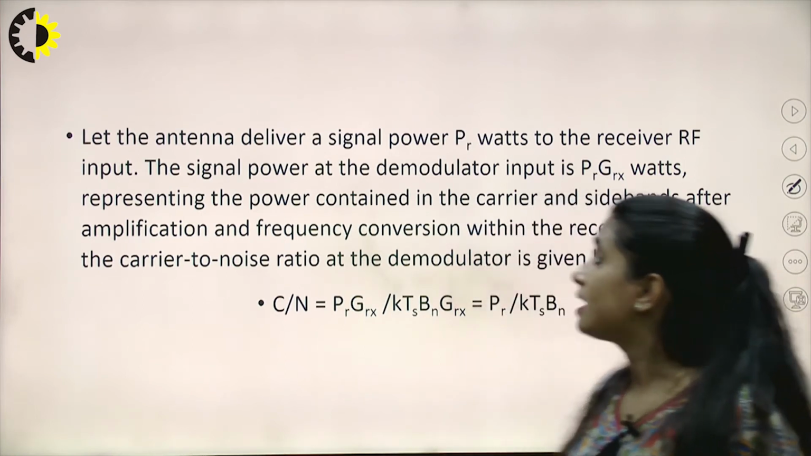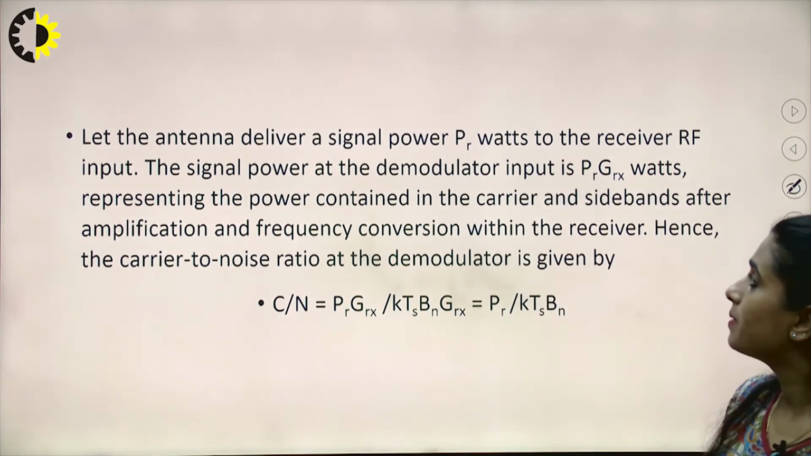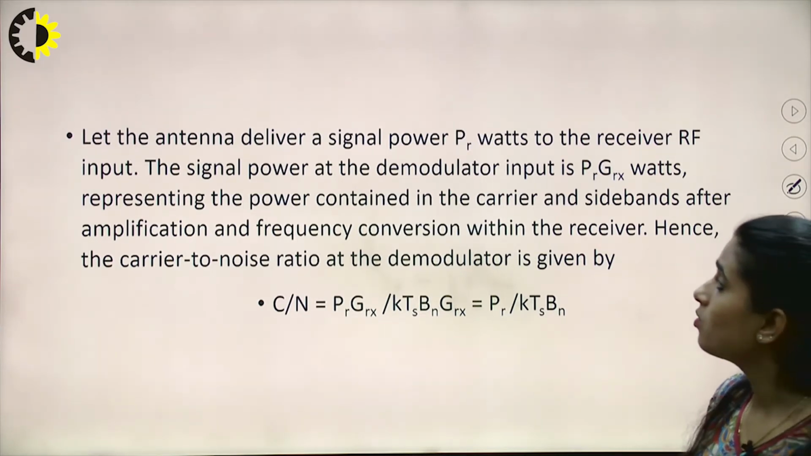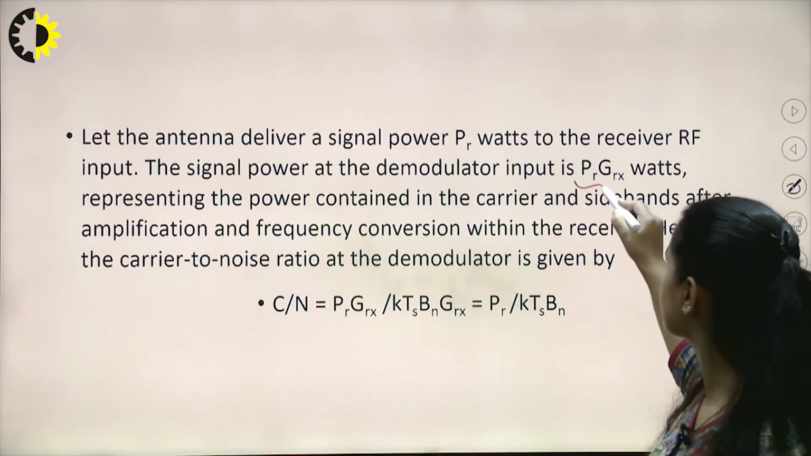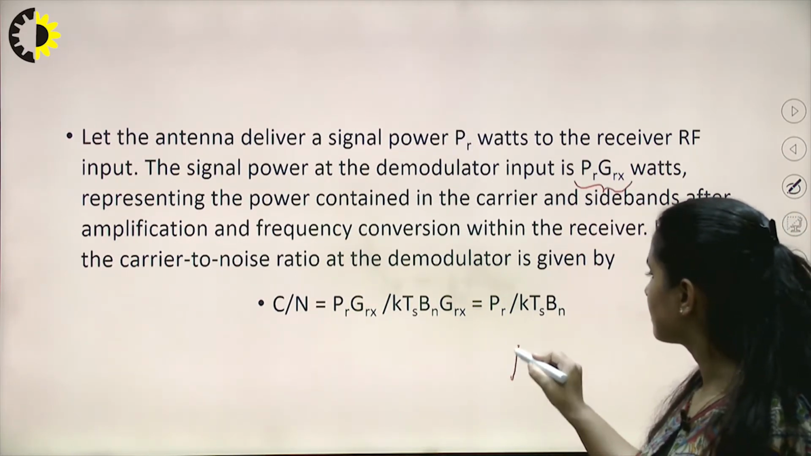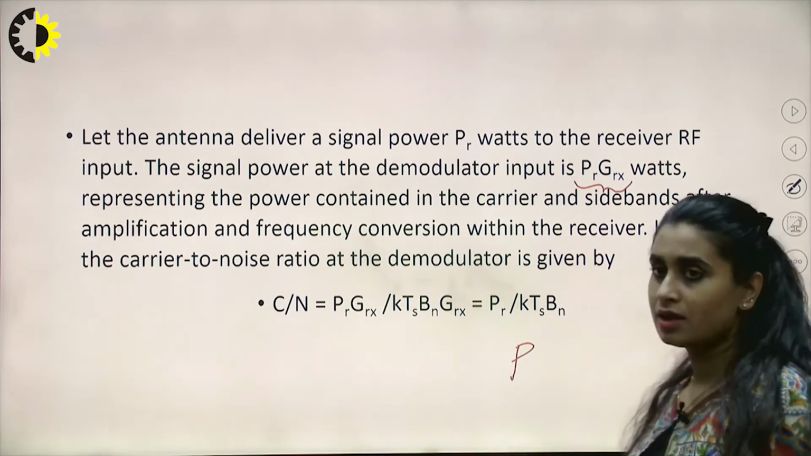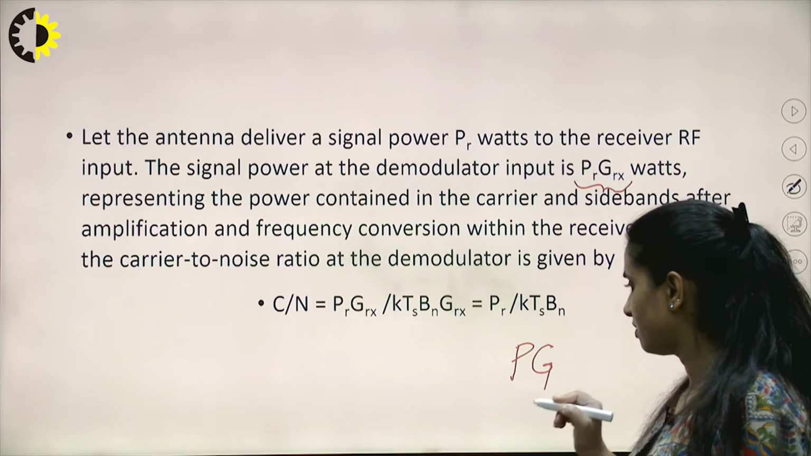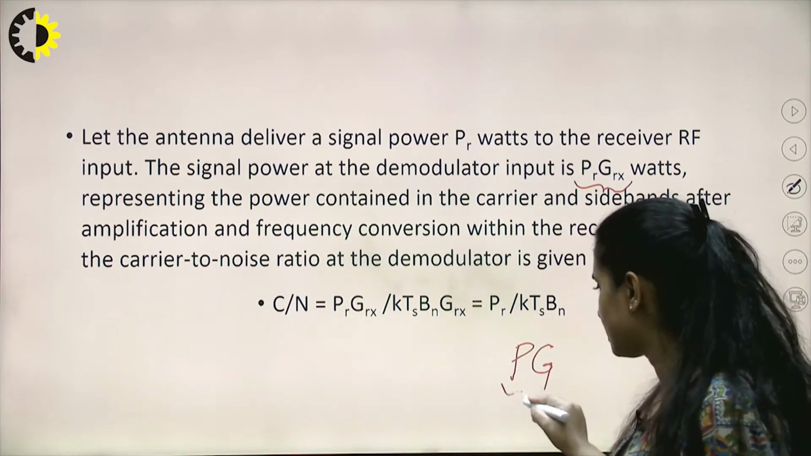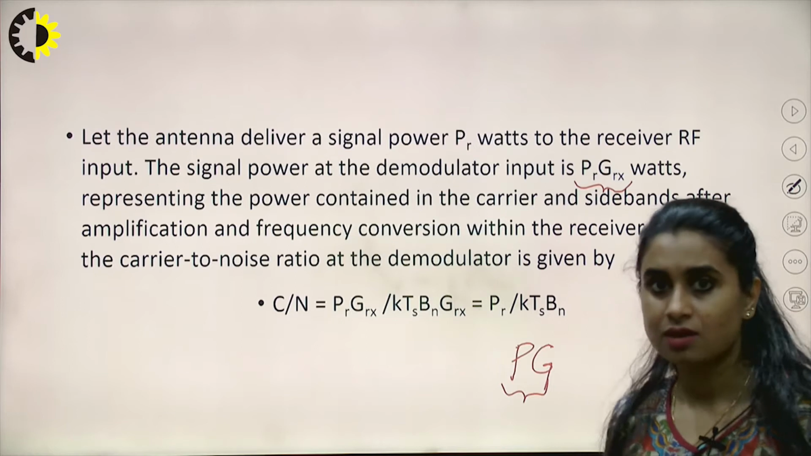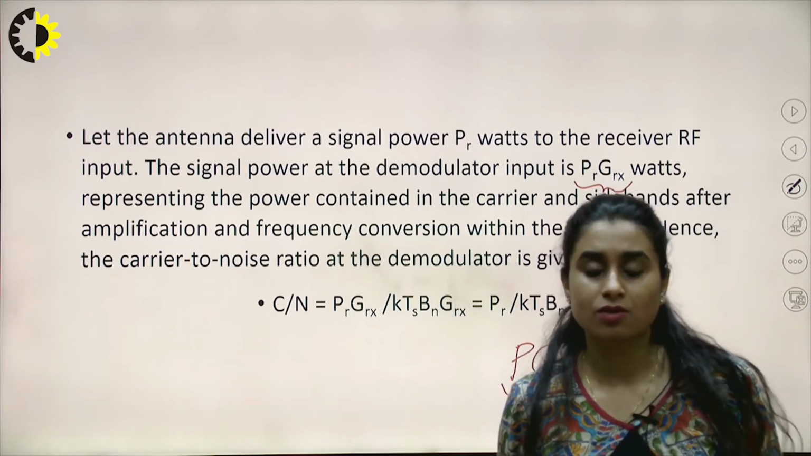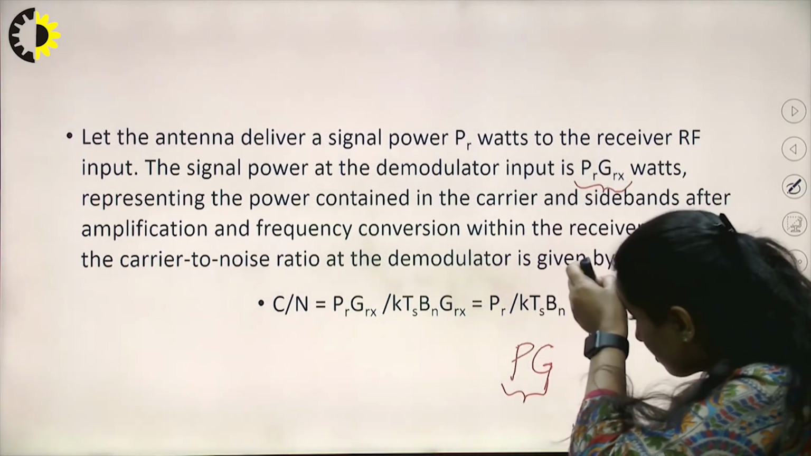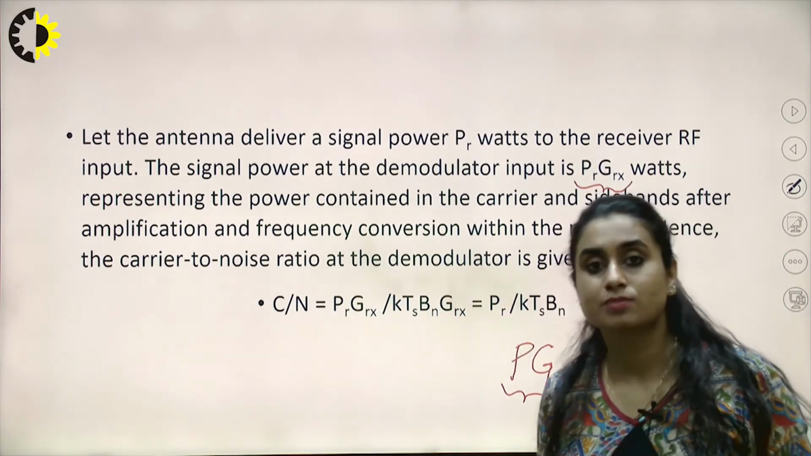Now let the antenna deliver a signal power PR watt to the receiver RF input. The signal power at the demodulator input now is, if it is delivering this much power, instead of writing it only as P, the precise form of writing it is P into G, that is we are considering the gain of the system, right? Because we all know that there is no system which is 100% efficient. So the gain of a system is an important parameter that has to be considered.